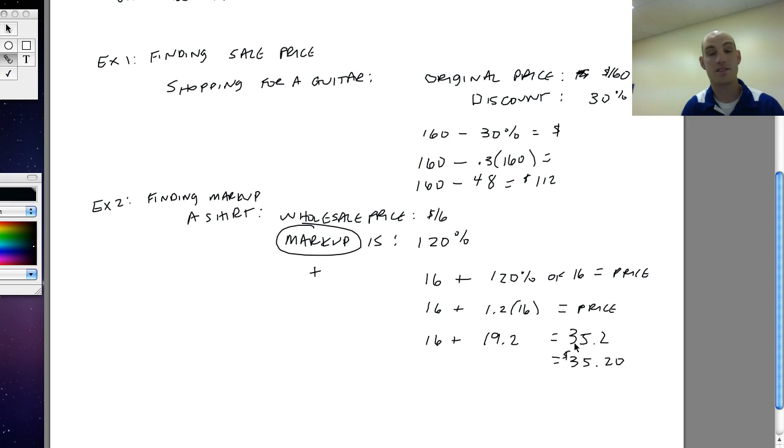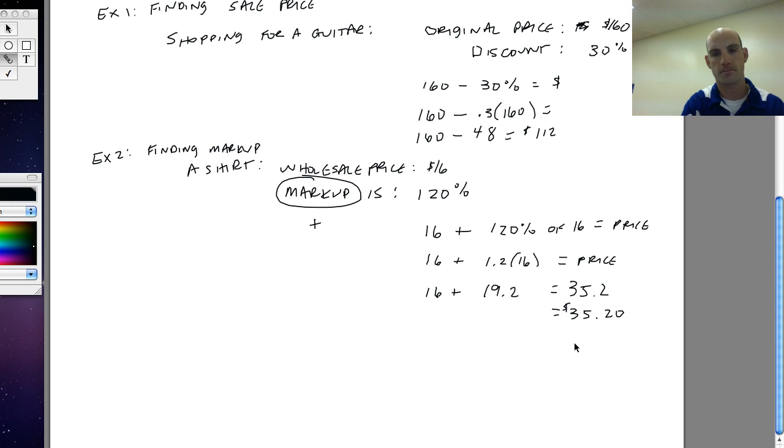This is exactly what they do in the stores, guys. Stores will buy a shirt for $16 and then charge you $35 for it, and we pay it because it's cool. It says Izod, or it says Nike, or it says Adidas on it, and this is what we do. We pay for that price of that huge markup.